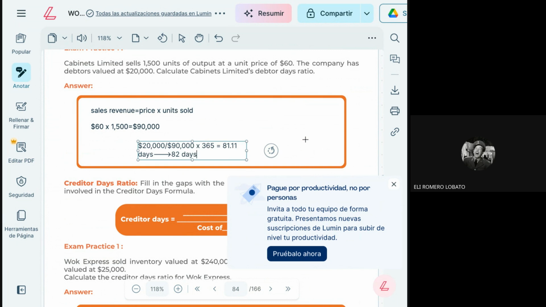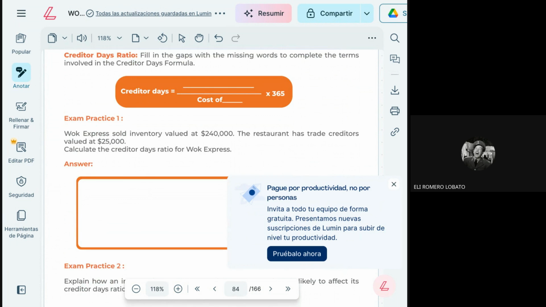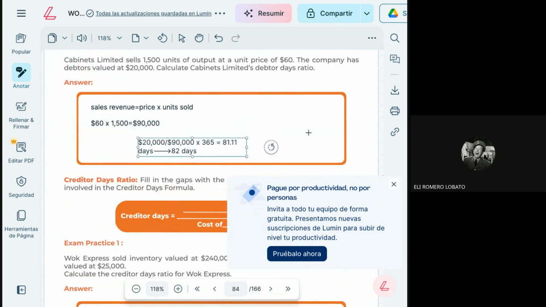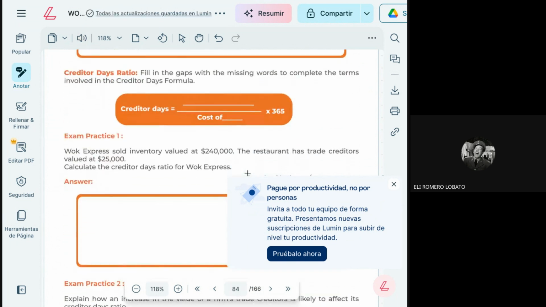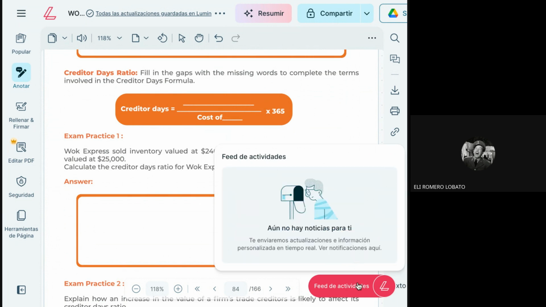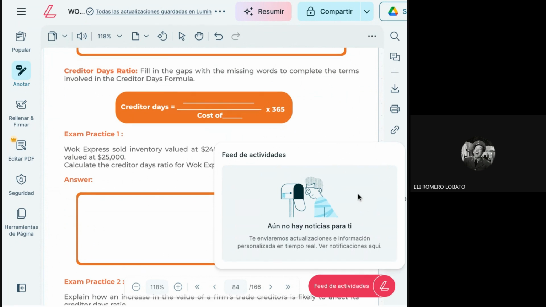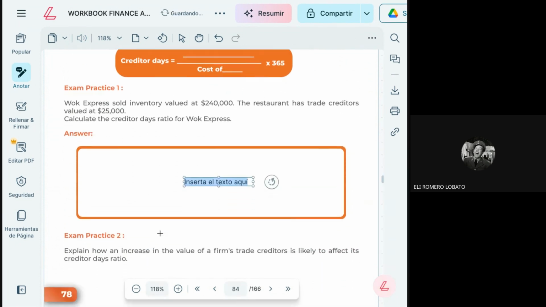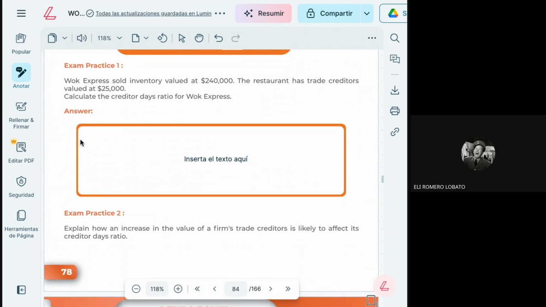So the answer here, should they accept? Yes, no. This is a really good ratio. Then we are going to continue with creditor days ratio. Remember to substitute the formula here. Okay. You could already access your formula and you could already access to complete it. We got the other exercise here.